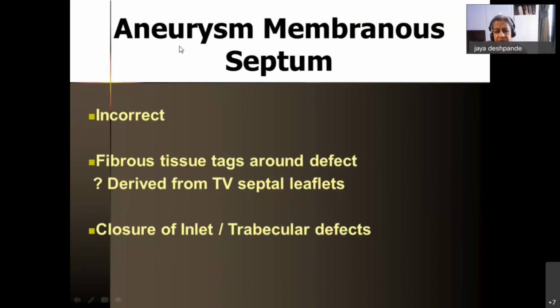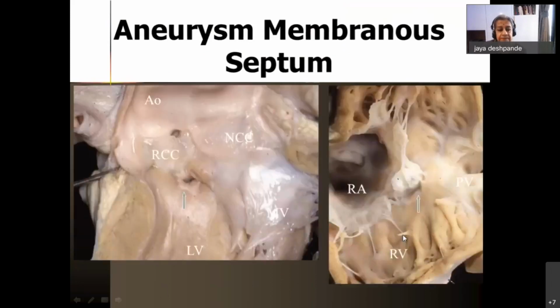People also talk of aneurysm of the membranous septum. Actually, this is nothing but fibrous tissue tags around the defect. Maybe it is derived also from tricuspid septal leaflets. Therefore, the tricuspid leaflet can close inlet and trabecular types of defects.